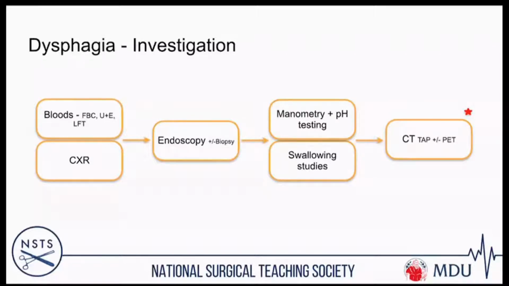And if in doubt, if we do think we're going to have a CT anyway, chest abdomen pelvis, plus or minus a PET scan, so positron emission tomography, to see if there's any malignancy elsewhere.